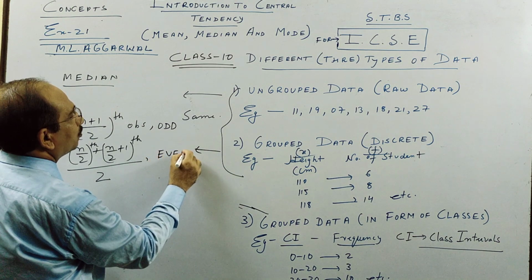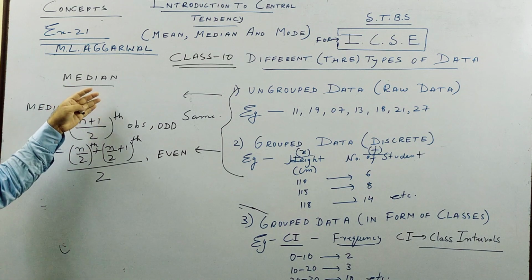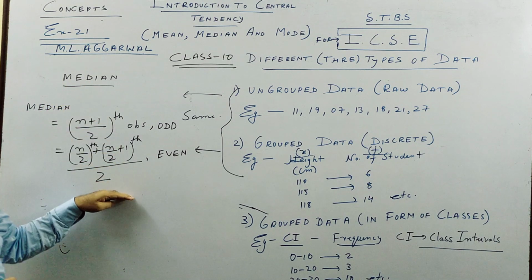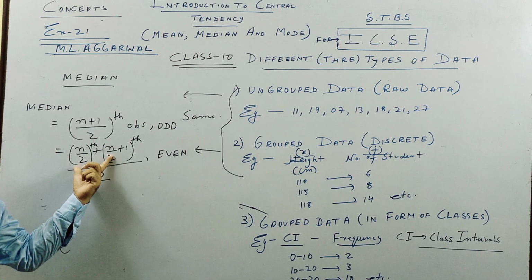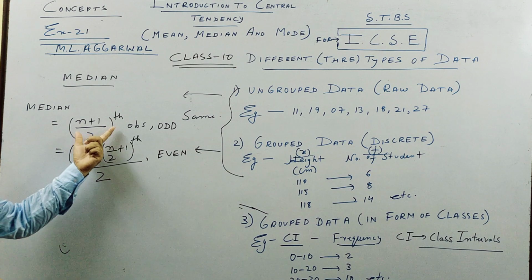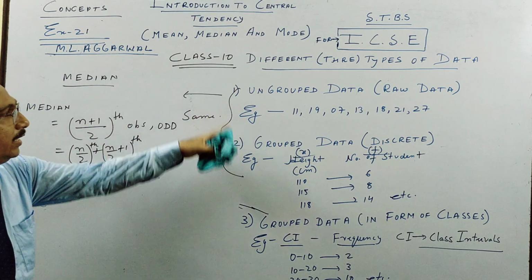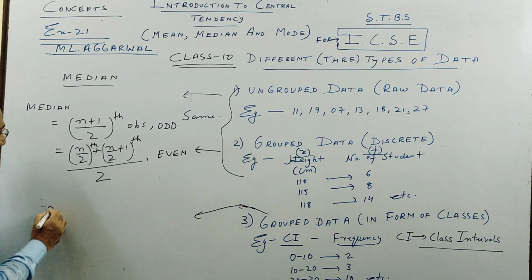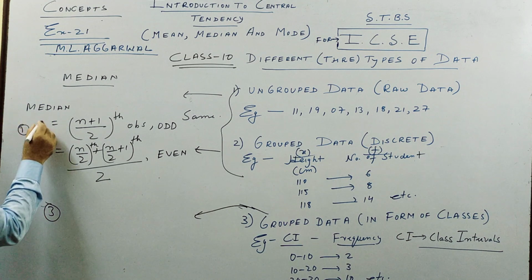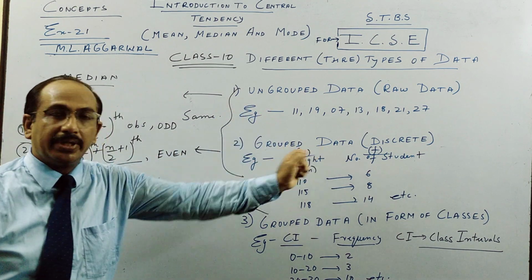So I have already explained. You can go to my 6 videos, 2 on mean, 2 on median and 2 on mode, to understand what I am doing. So when n is even, there are 2 middle terms. Median is called the middle term. When n is odd, there is 1 middle term, and this is the formula. So 1 and 2 have a common method, but for grouped data there is something different, children. This is the median. Both of them are common for ungrouped data and grouped data discrete.